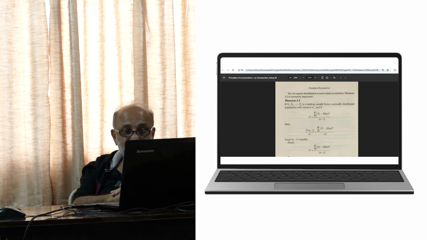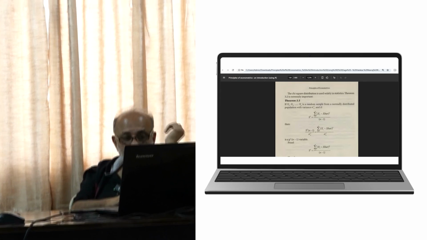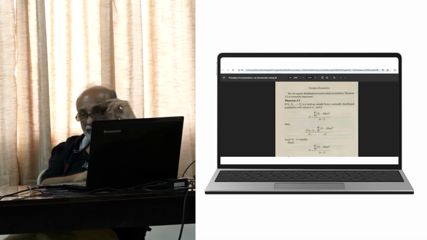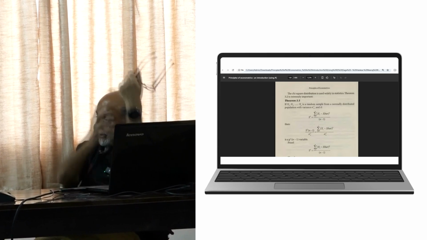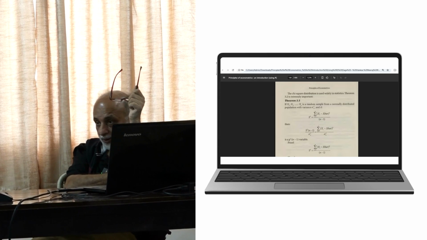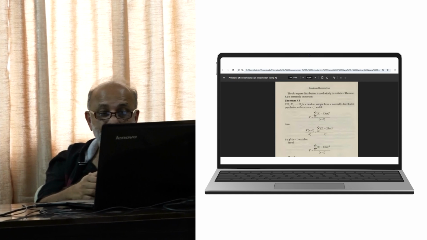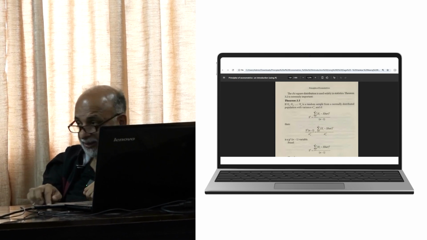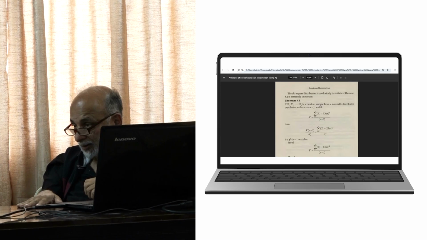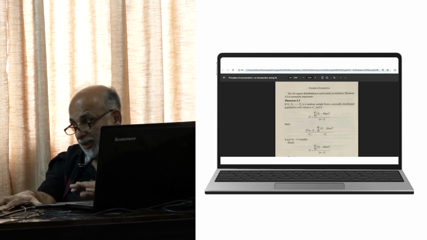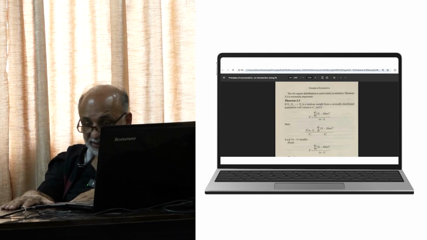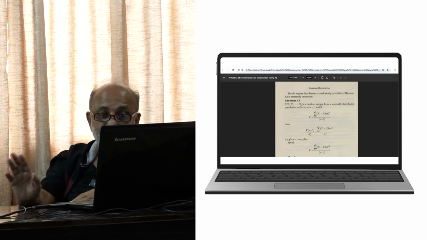What does the theorem say? Suppose you have a sample of size n. Listen to this theorem carefully. Suppose you have a population, and suppose the population variance is sigma square x. Then think of the sample variance. Sample variance is summation xi minus x bar square upon n minus 1.